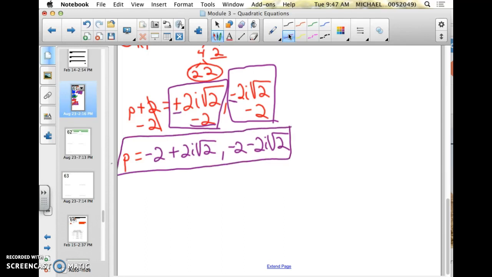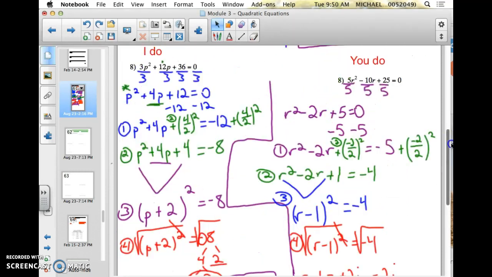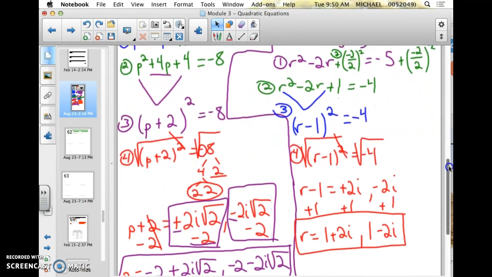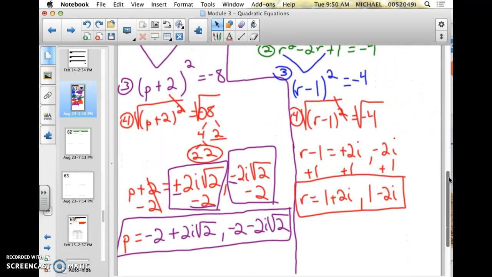Go ahead and pause the video and try the second one on your own to check your understanding. You should pause the video and try number 8 on your own. There are the steps that I've shown, steps 1 through 4, and I got the answers r equals 1 plus 2i and 1 minus 2i. Please raise your hand if your work and your answers do not look like mine. Thank you.